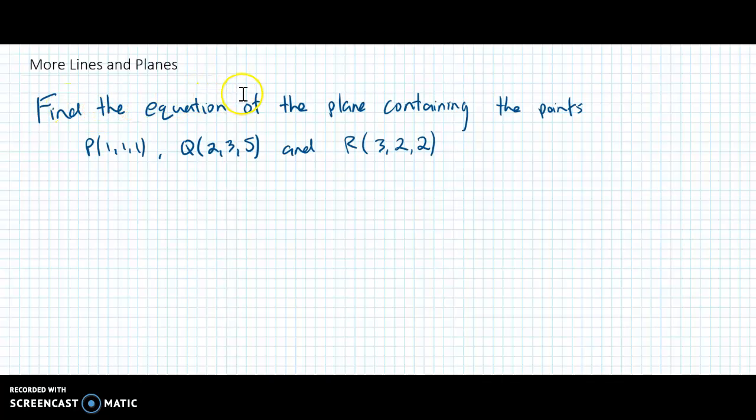I want you to find the equation of the plane containing the 3 points, 1, 1, 1, that's P, Q at 2, 3, 5, and R at 3, 2, 2. There's a way to make all of your vectors positive, and if you can see that, then you should do it that way. I'm gonna pause and do the whole thing. I want you to pause right now as well, because your answers are just gonna pop up in a moment. Go ahead, pause. Here come your answers.